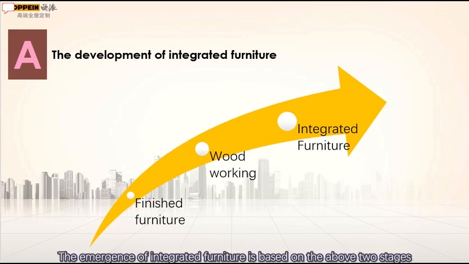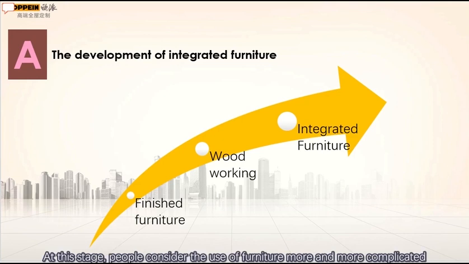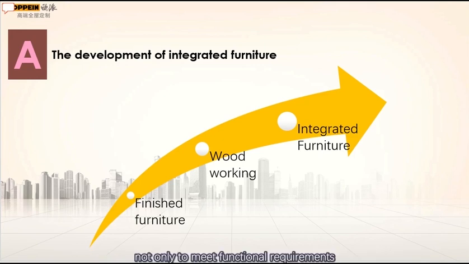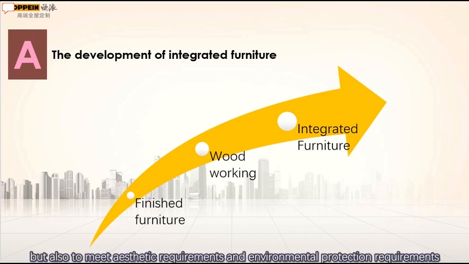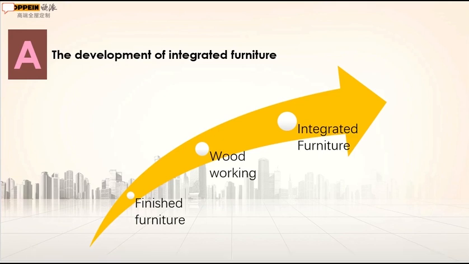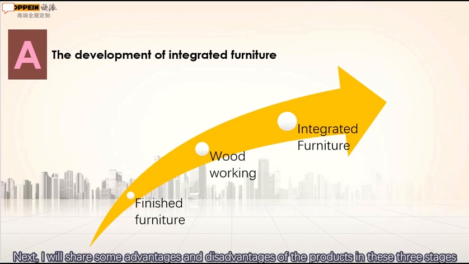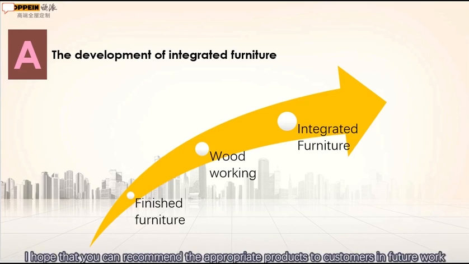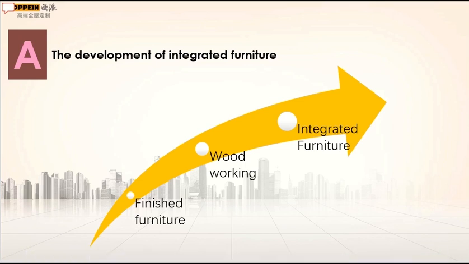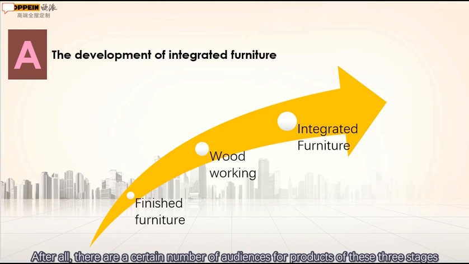The emergence of integrated furniture is based on the above two stages. At this stage, people will consider the use of furniture more and more complicated, not only to meet functional requirements, but also to meet aesthetic requirements and environment protection requirements. Next, I will share some advantages and disadvantages of the products in these three stages. I hope that you can recommend the appropriate products to customers in future work. After all, there are a certain number of audiences for products of these three stages.